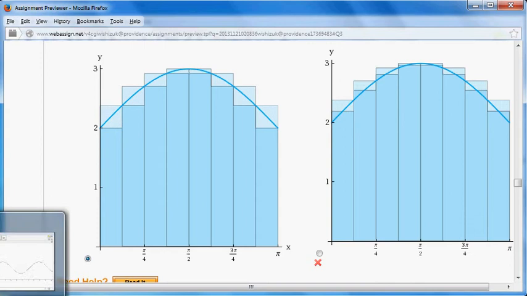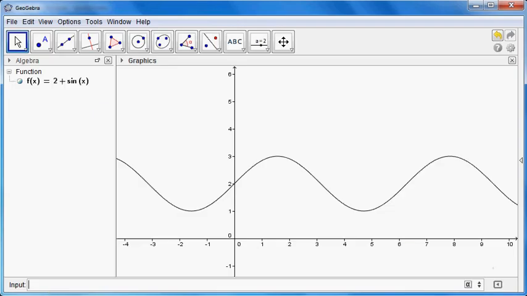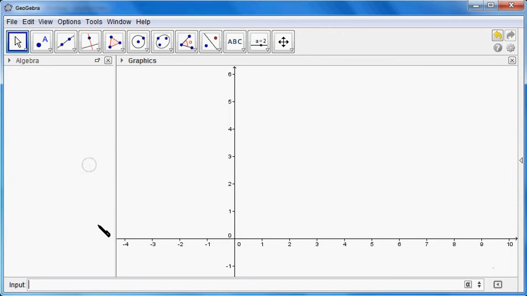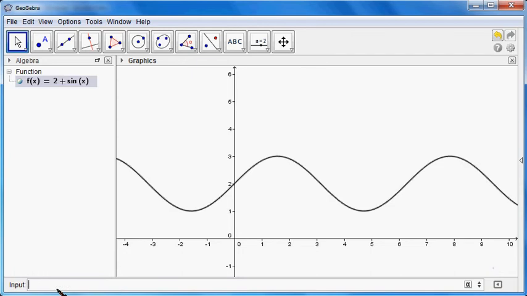I'm going to bring out GeoGebra. I already defined a function f of x, so maybe I should show you that. I'm going to delete this one. It's going to be f of x is equal to 2 plus sine of x, then hit enter. So f of x is defined.